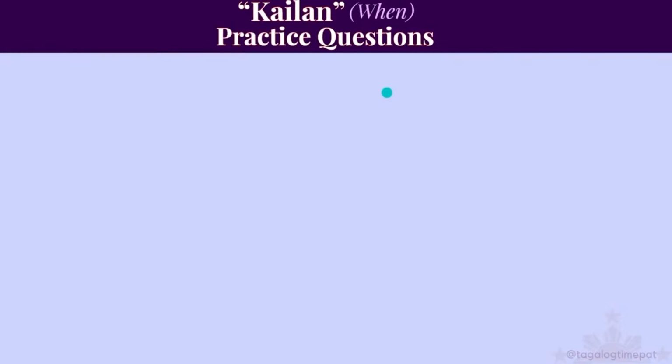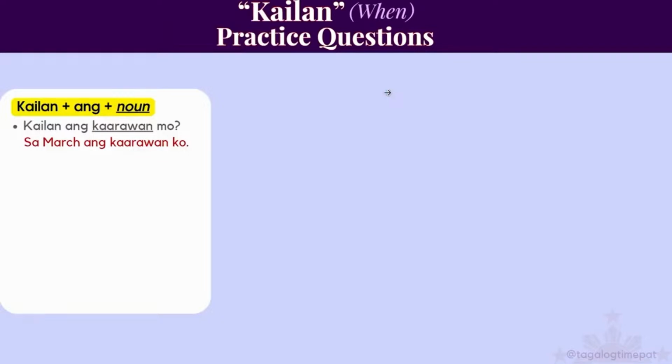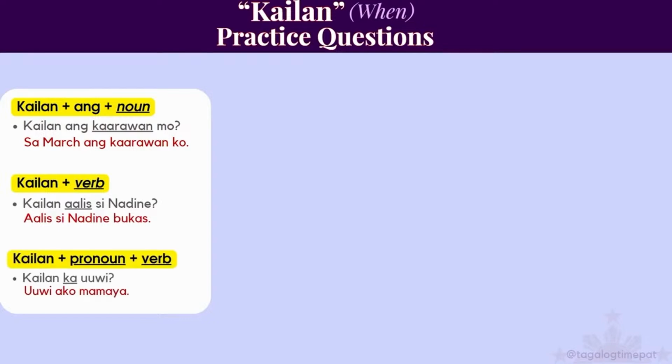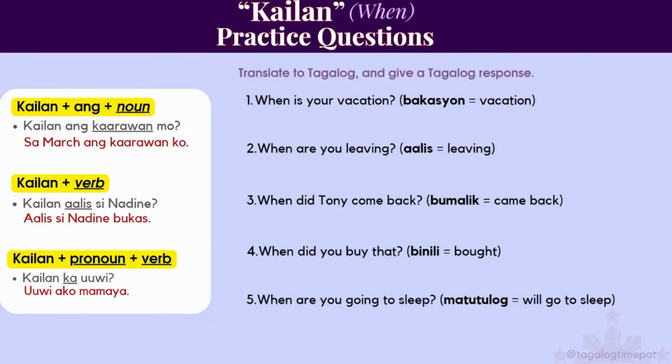On the top left here, you will see the kailan rule. So kailan plus ang plus a noun. Kailan ang kaarawan mo? Kailan plus a verb? Kailan aalis si Nadine? Kailan plus a pronoun plus a verb. Kailan ka uuwi? When are you going home? And then here are the examples I want us to practice.